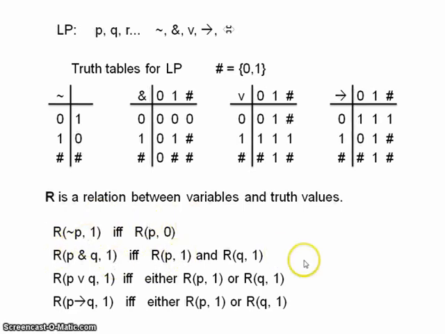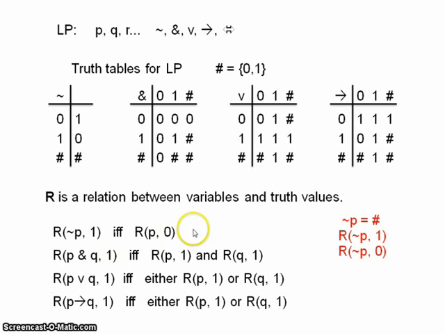So does this way of putting it work? Well, let's say that we assign to not P a hash. This should mean that not P is true under R and false under R. Does the biconditional make sense?